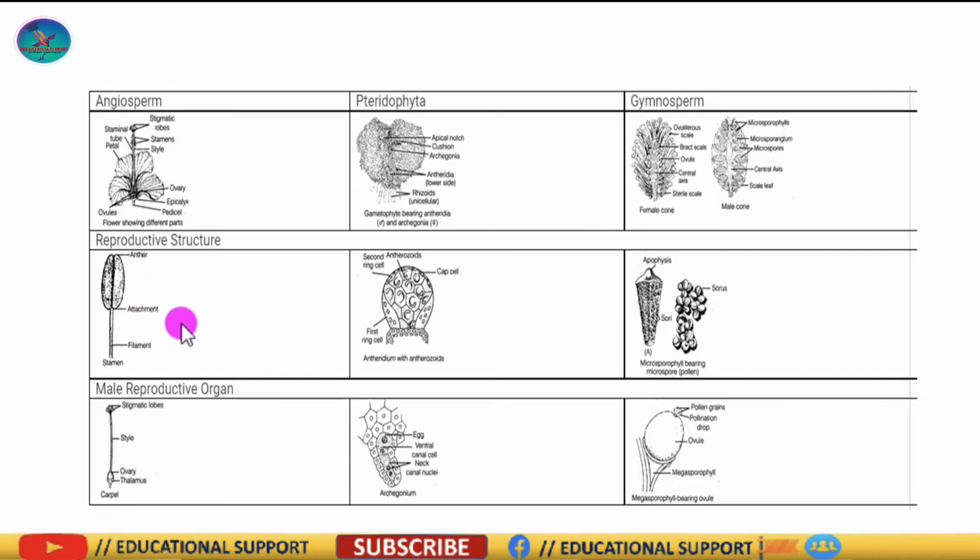So the sporophyte, which is the dominant plant in the life cycle, is differentiated into roots, stem and leaves. There is presence of a single functional megaspore which is permanently retained within the nucellus or megasporangium.